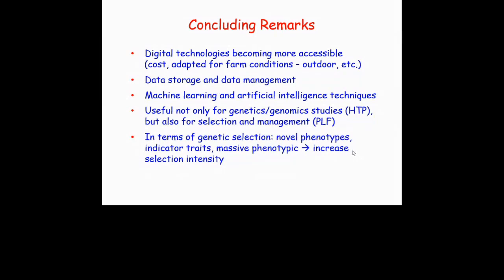Just to mention, we can use these tools to measure new traits, things that we couldn't measure before, or we can use these tools to measure traits that we've been measuring, like body weight, but now in a high-throughput, real-time setup. And then we can also have indicator traits. So now you can maybe measure things that are related to disease resistance, for example, and you are able to select indirectly for those traits that you are interested in.